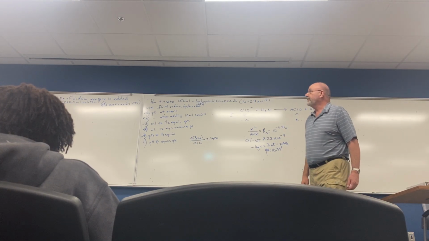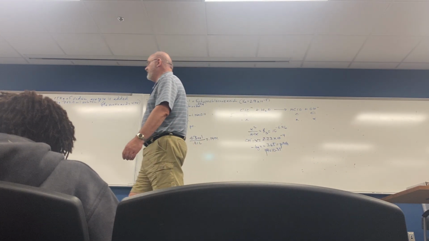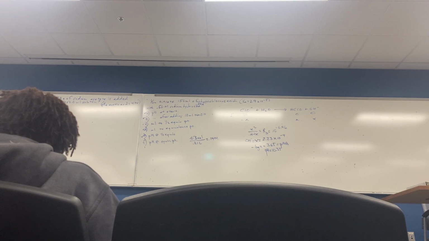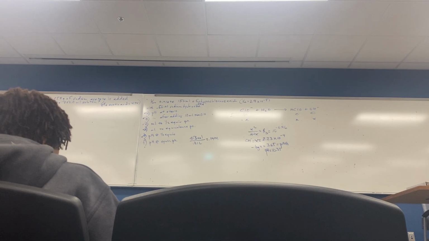So, what's the pH when you take 15 grams of sodium acetate and you add it to enough water to make 250 mL of solution, if the pKa of acetic acid is 4.7?